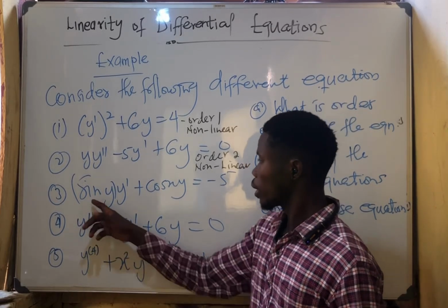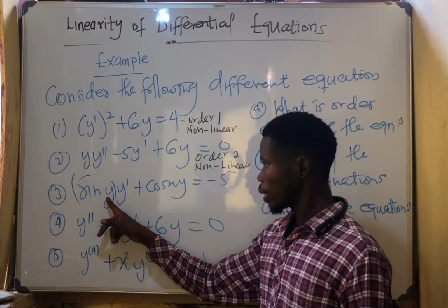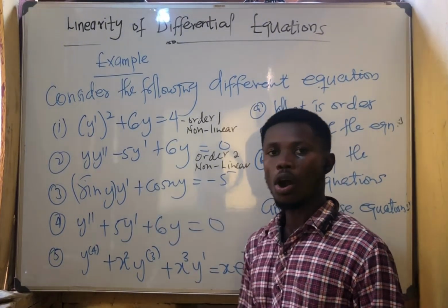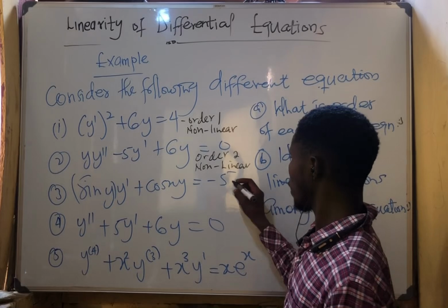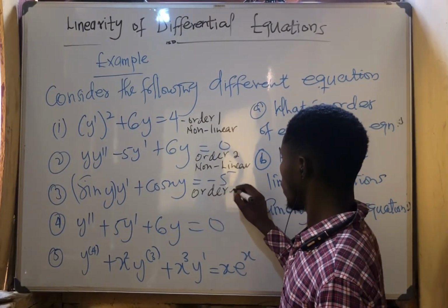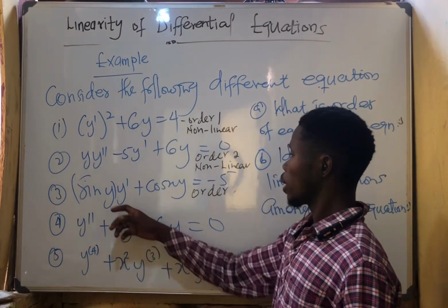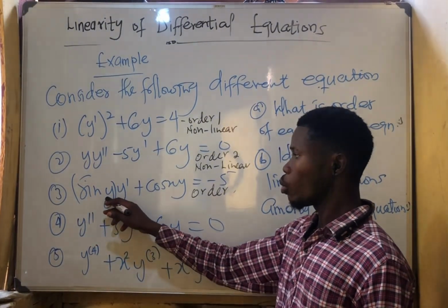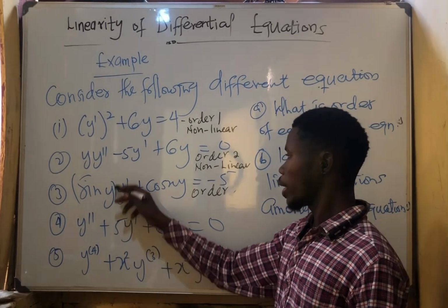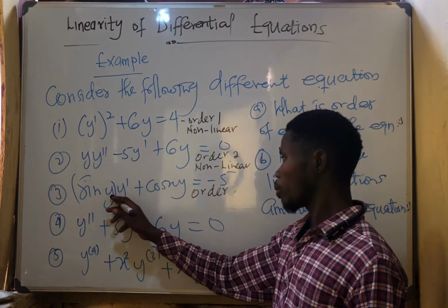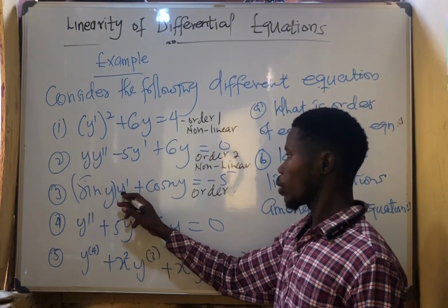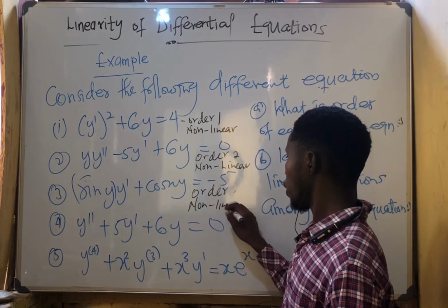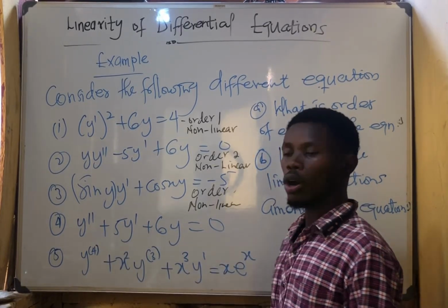Okay, now the next one: sin y multiplying y prime plus cos xy equals -5. Order what? Order 1. Is it linear or non-linear? It's non-linear because there is a transcendental function with the dependent variable, which is y. And even taking that aside, there is a product between a dependent variable and its derivative. So that makes it what? Non-linear.